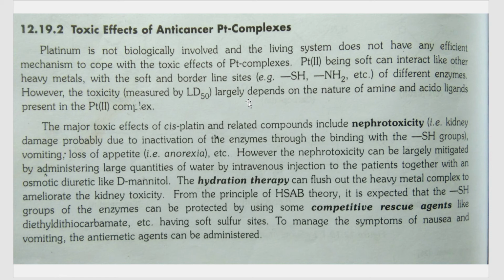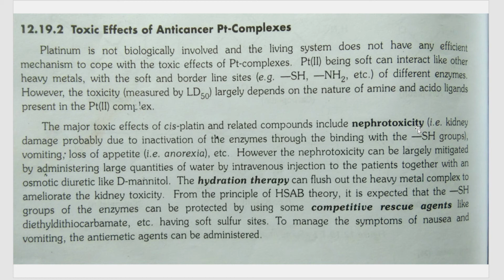A major toxic effect of cisplatin treatment is nephrotoxicity, that is, kidney damage might occur, because the platinum groups might interact with the SH groups of the enzymes present in the kidney, replace the H and take its position, because of which the enzyme might get deactivated. So kidney disease, that is nephrotoxicity, might happen because of the toxic effect of cisplatin.